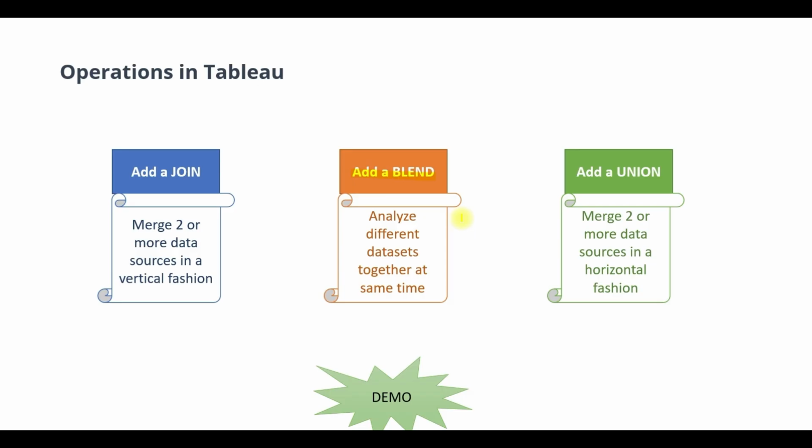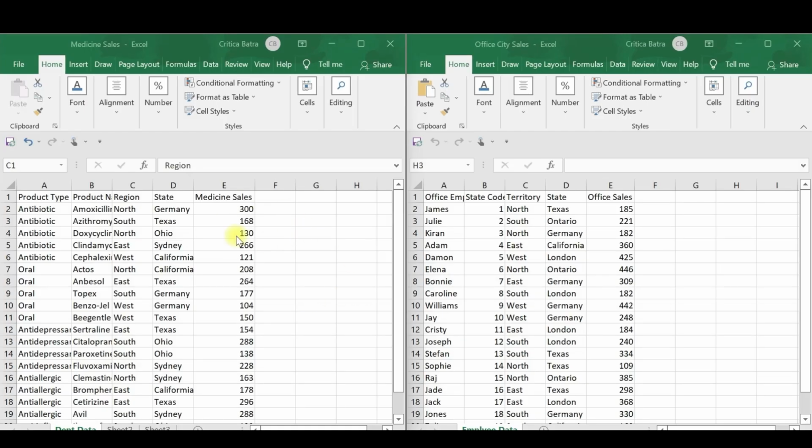Before that, let me give you a brief intro of the data sources that we would be using for the blend. These are the two data sources that we would be using for the data blending in Tableau. The very first is the medicine sales. This particular Excel file tells you about the type of medicine that is available, the name of the medicine, the region and the state in which the availability is there, and what the medicine sales are.